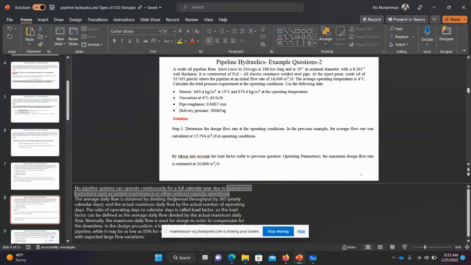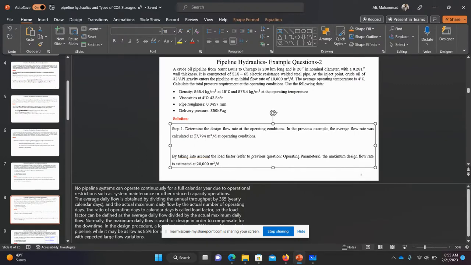So the average flow rate that we keep, we call it a load factor. This is the ratio of operating days to calendar days, called the load factor, and it can be defined as the average daily flow rate divided by the actual maximum flow rate. So basically we multiply 1.125 as a design load factor with this one to get this value.